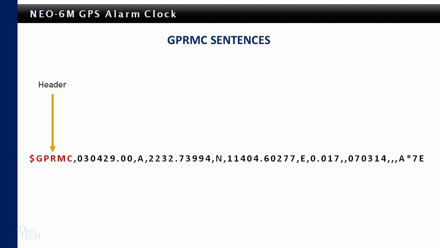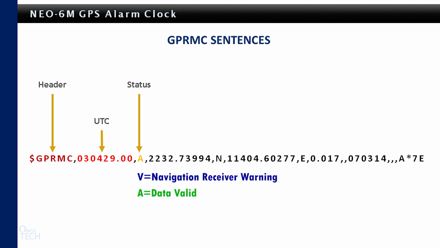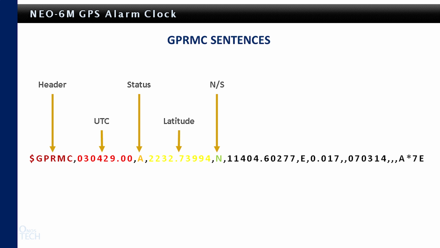Each data in the sentence is separated by commas, with the first being the time in Coordinated Universal Time. The second is the status data, which is either V for navigation receiver warning or A for data valid. Then is the latitude, north-south, longitude, east-west, speed over ground in knots, date, and the checksum.